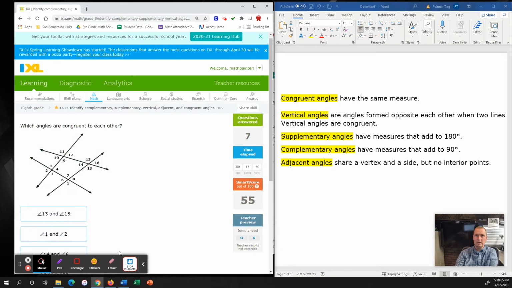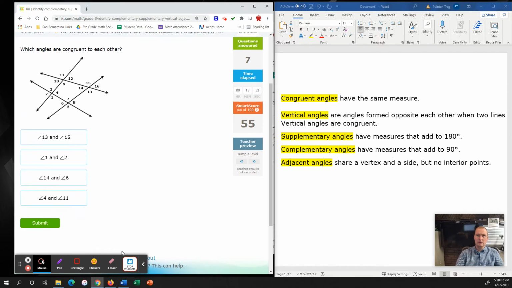All right. Here we go. Next one. Which angles are congruent to each other? So same concept, except they're giving us just the angle, which actually makes it easy for me. So look for angle 13. And congruent to angle 13 is the one directly above it, which is the vertical angle, 15. So the first one's good.